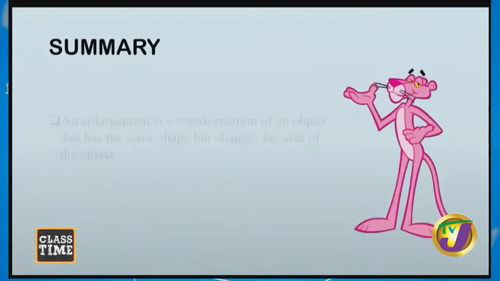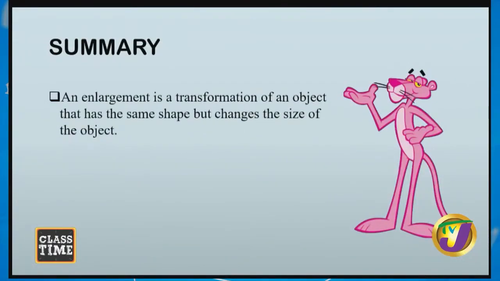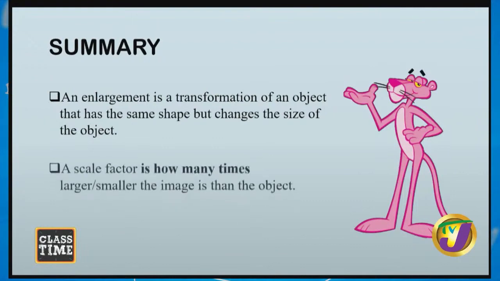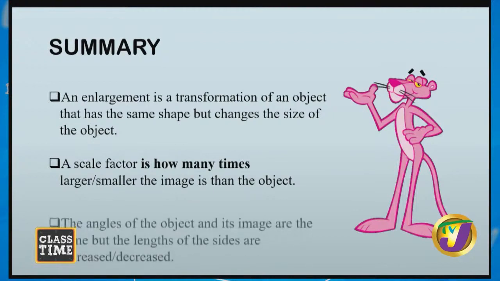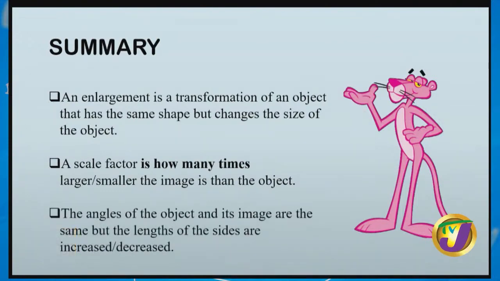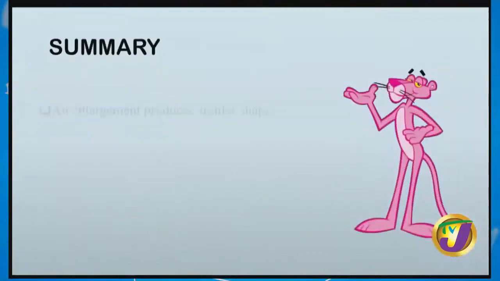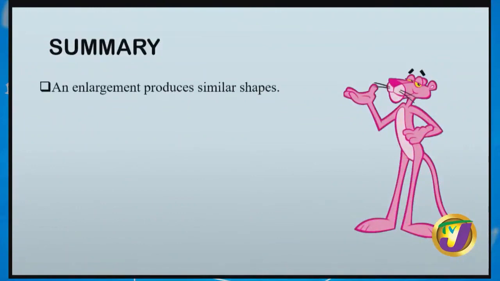So we have said a lot of things. An enlargement is a transformation of an object that has the same shape but changes the size of the object. The scale factor tells how many times larger or smaller the image is than the object. Also, the angles of the object and its image are the same, but the lengths of the sides are increased or decreased. An enlargement produces similar shapes.